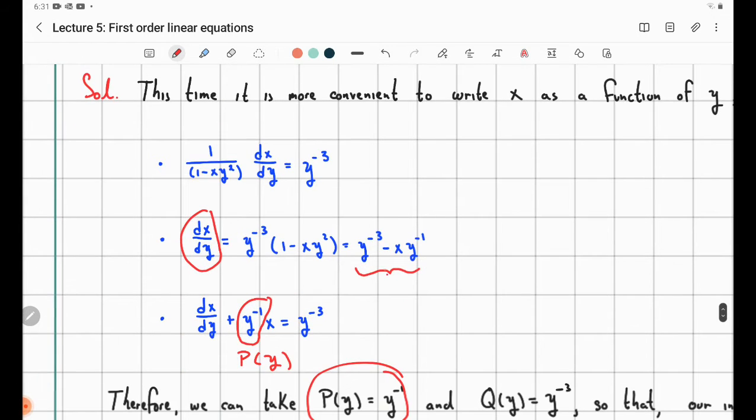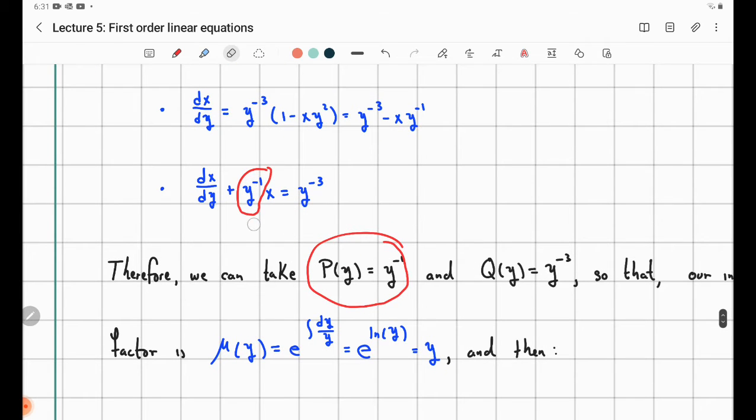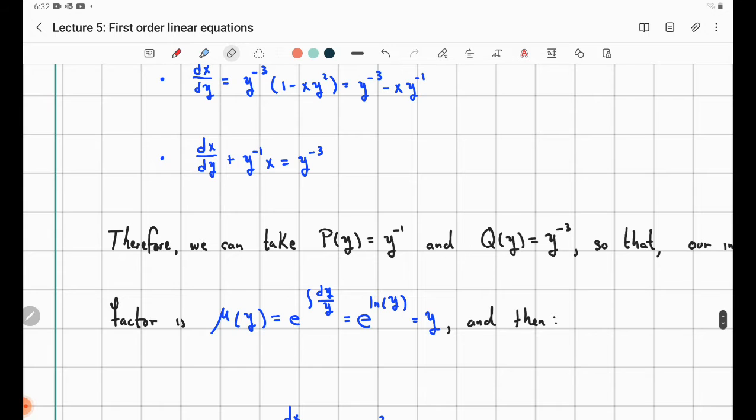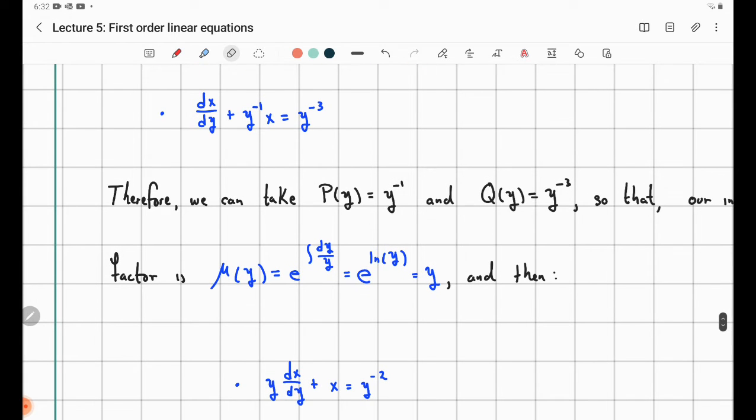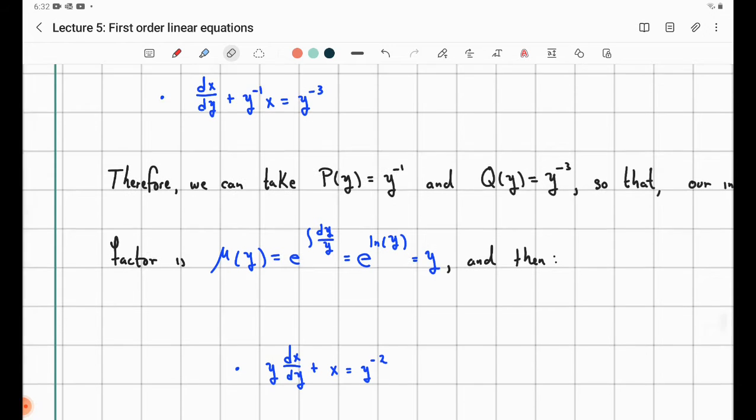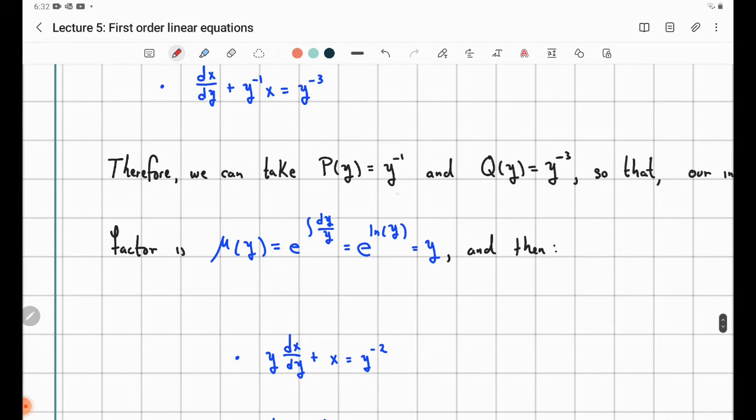Okay, so we now have a linear equation, but thinking of x as a function of y. So this is not a problem. We can solve our equation by the very same method, and we can find an integration factor. In this case, the integration factor is an exponential, and the exponent is given, just as in the previous examples, by the integral of our function p, which is the coefficient in the linear term, which is this one.